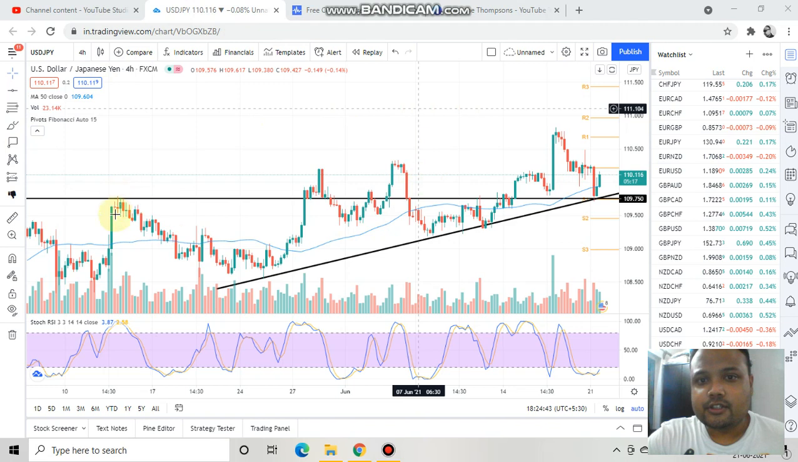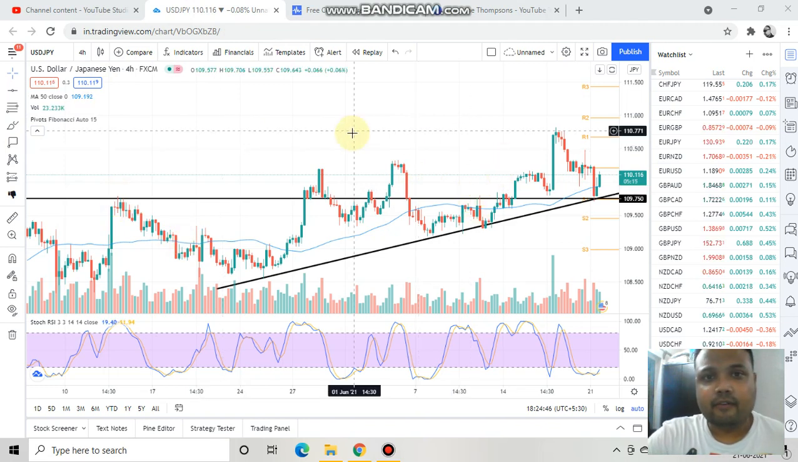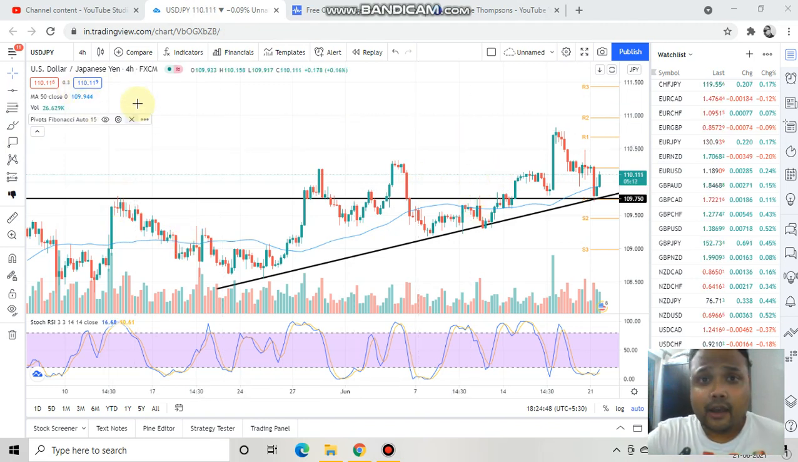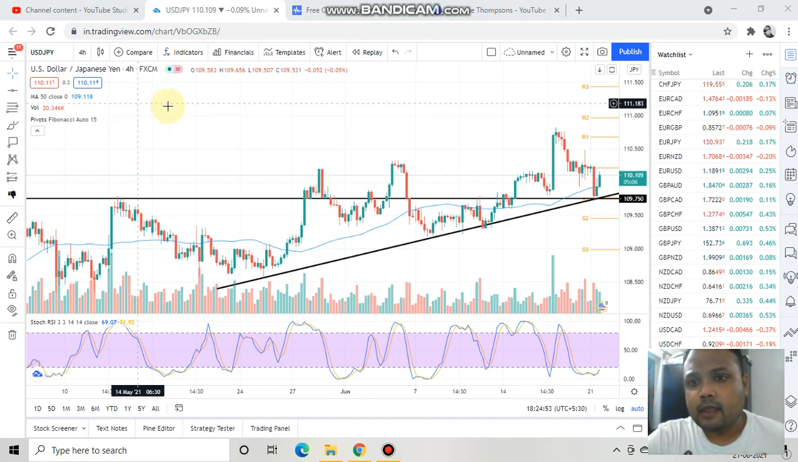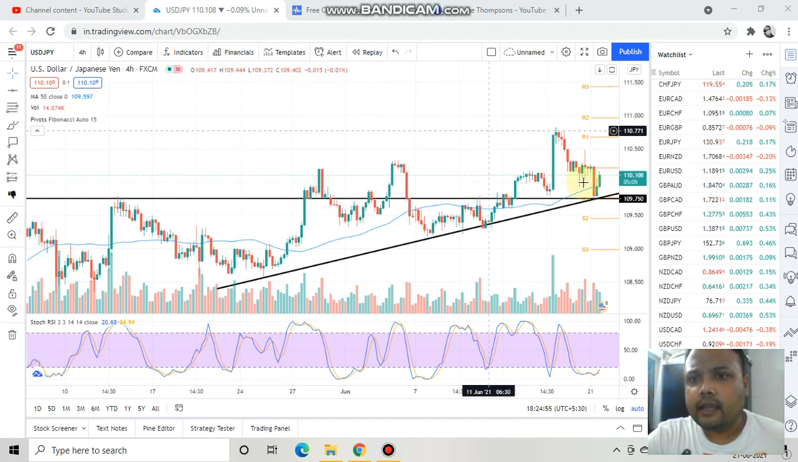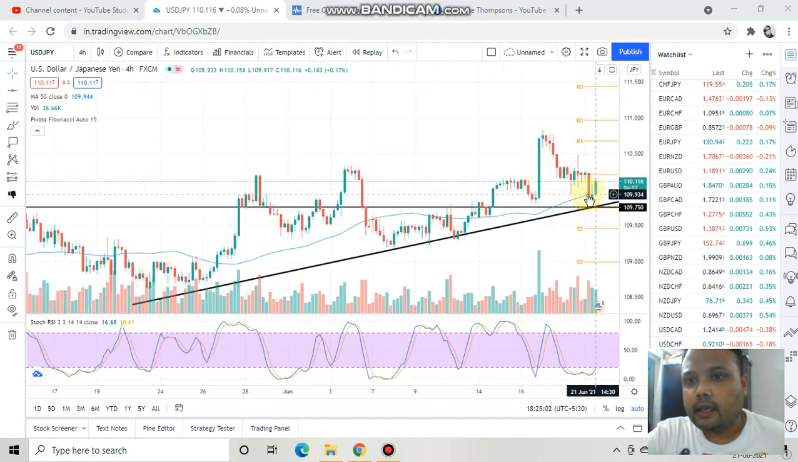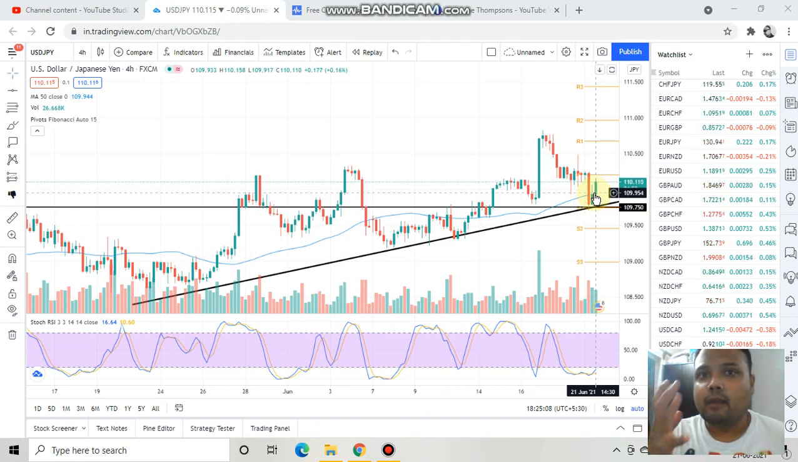So this is the 4 hours chart of US dollar, Japanese yen. I'm in my favorite 4 hours time frame. And if you have watched my previous video on USDJPY that I published on Saturday, then hopefully you have taken a long position here when market came down to this trend line. Because when market came down to this trend line and formed a green candle, as expected, market got the required support and bounced. I took a long position and I have already exited, but still I got my own share of profit.